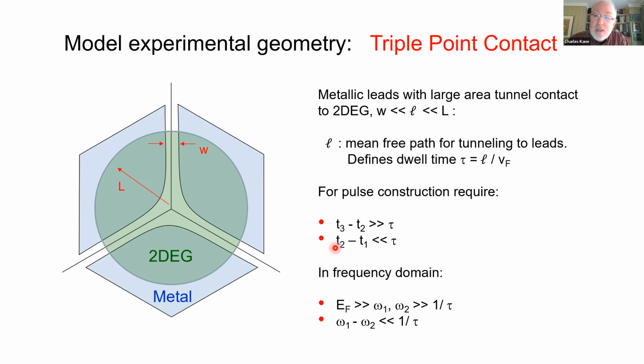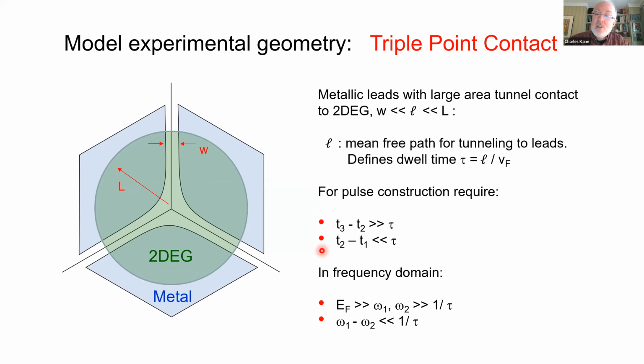But the bigger issue is, what would happen if I applied the first pulse and then went and got a cup of coffee, and came back an hour later and applied the second pulse? Then, obviously, everything that was excited by the first pulse will have gone off into the leads and disappeared. The first pulse will have been completely forgotten. So it's essential that the second pulse be applied while the electrons are still in the 2-deg.